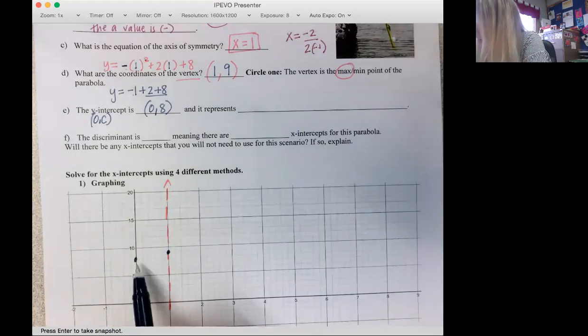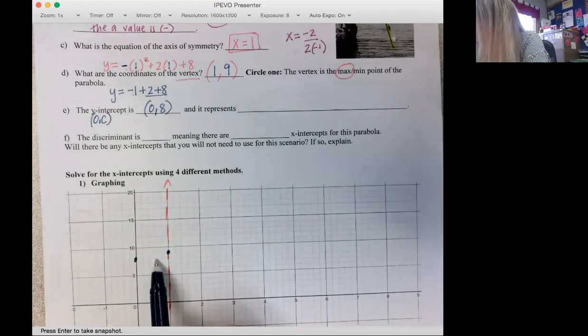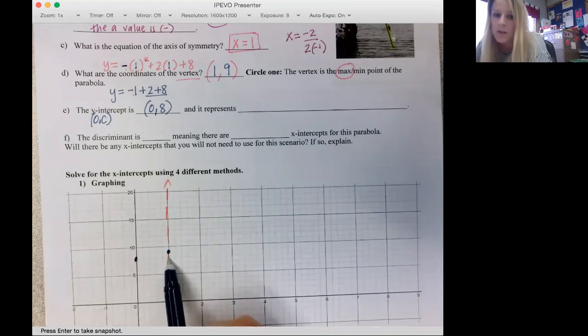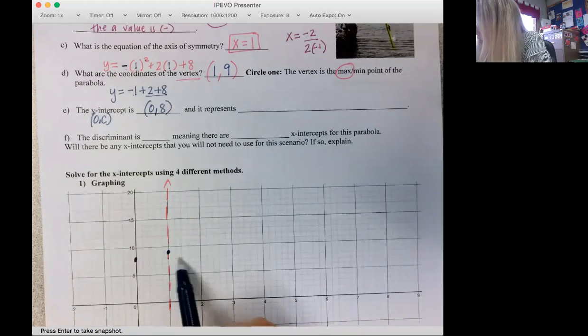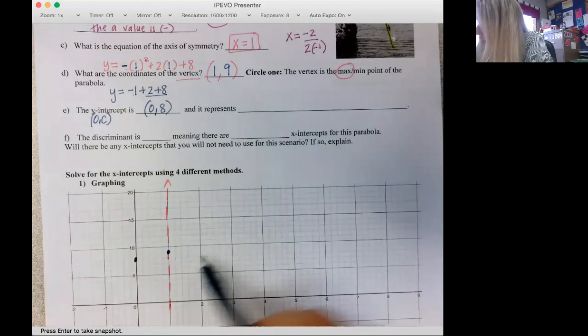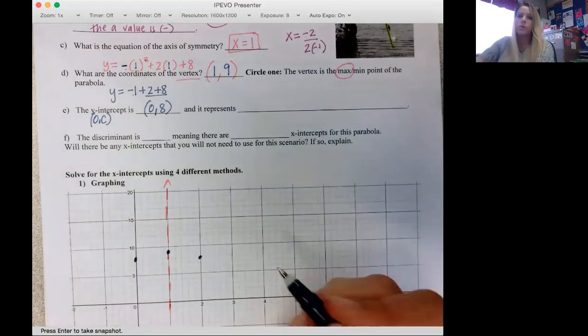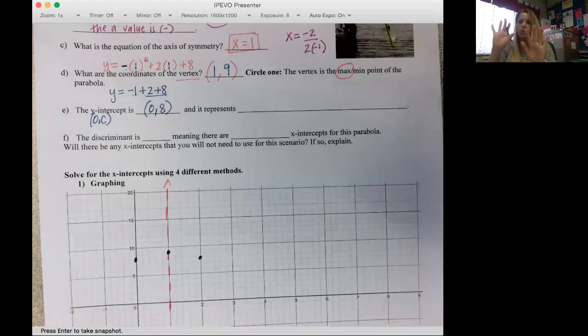So I'm going to go over and I'm going to count 1, 2, 3, 4, 5 to the axis of symmetry. And I'm going to go over 1, 2, 3, 4, 5 and plot another point, because as we know, the axis of symmetry cuts the parabola in half equally. So now we've got 2 points on our graph, okay?